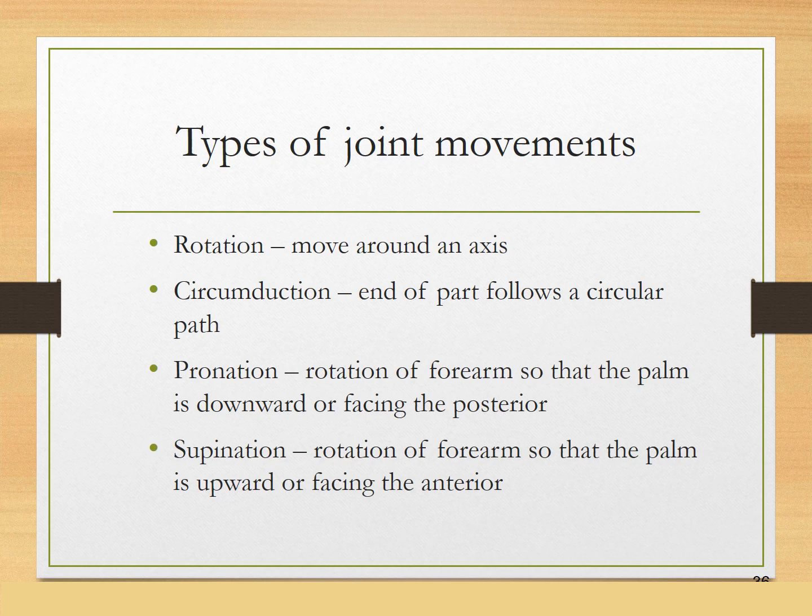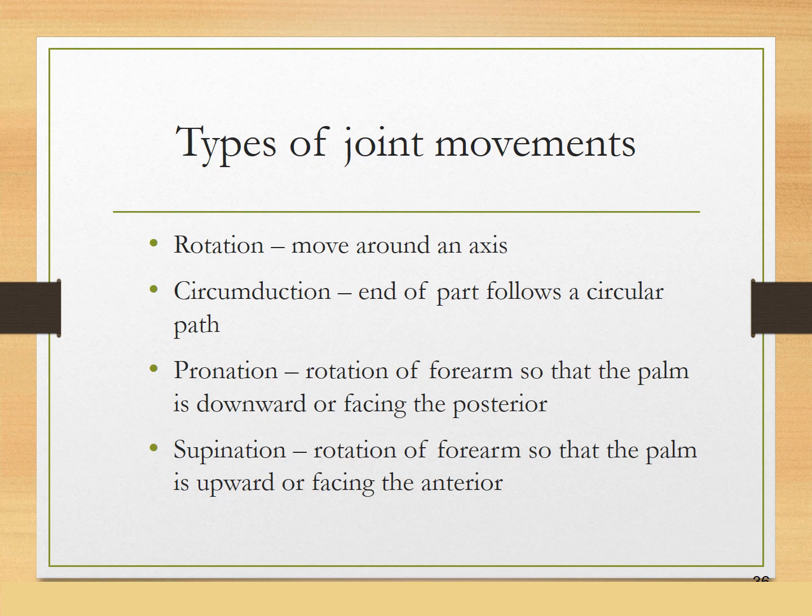Rotation is movement around an axis, such as you'd see in a pivot joint. Circumduction is a movement that you can do with either your hip or shoulder joint. That's where the end of the part follows a circular plane.